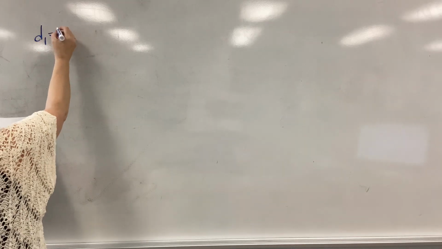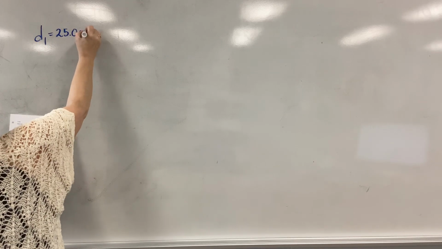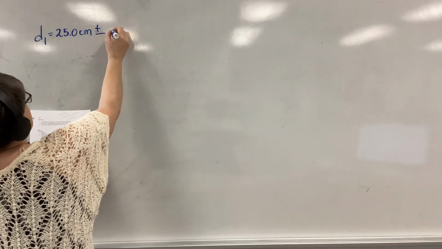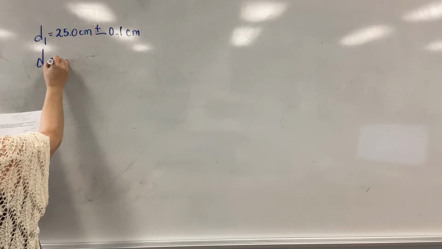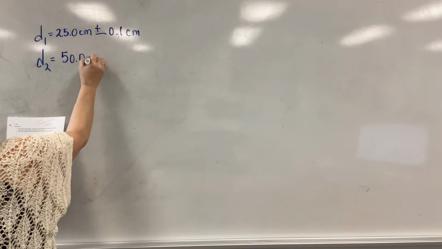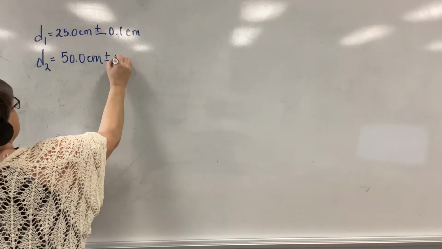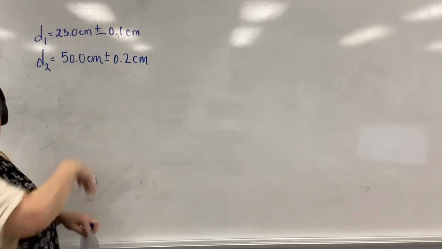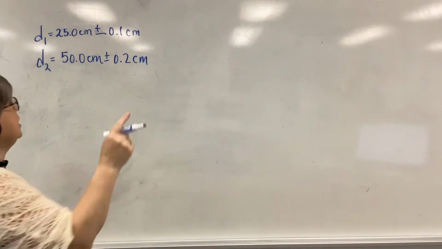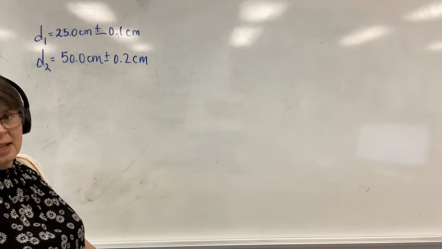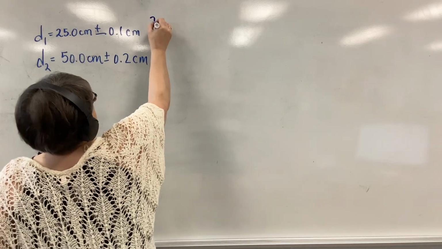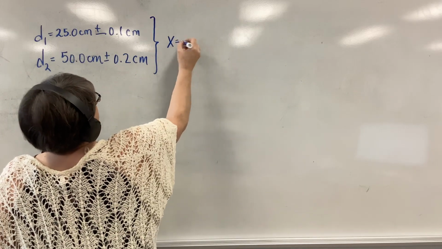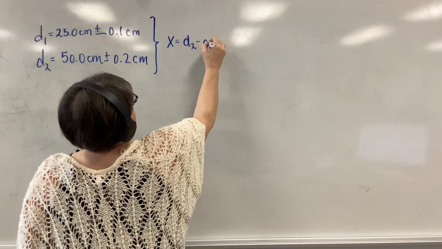So let's say that the first position, D1, is at 25 centimeters. And let's say I've estimated my uncertainty to be 0.1 centimeters. And let's say my second position was at 50 centimeters, and that uncertainty was 0.2 centimeters. These are just some numbers I made up. Your track, the first distance will probably be about 17 or 18 centimeters, and the last distance will probably be about 110 centimeters. So to get the displacement, our displacement that we'll call x will be d2 minus d1.